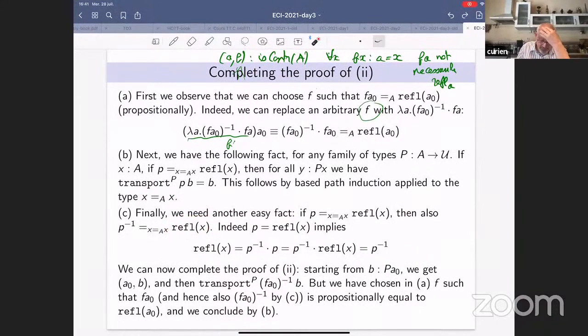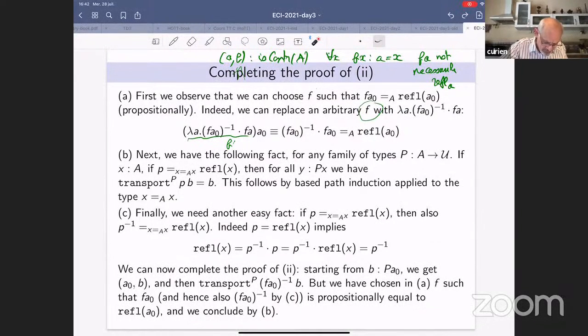Why is this the case? Just simple manipulation. You have to prove that ref is equal to P minus 1. You start from ref, but you know by the group laws, the law of inversions, that for any path you have P minus 1 concatenated with P equals ref. But we already know, that's our assumption, that P is ref. So P minus 1 concatenated with P is P minus 1 concatenated with ref, and by the identity laws, this is P minus 1. So it's easy manipulation.